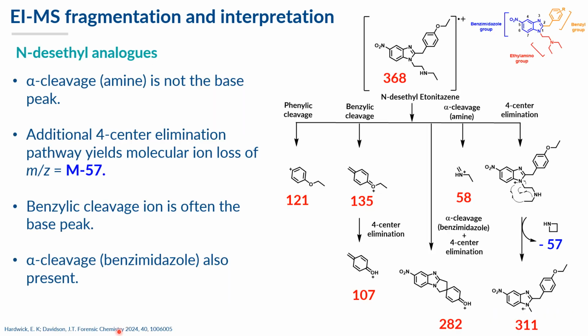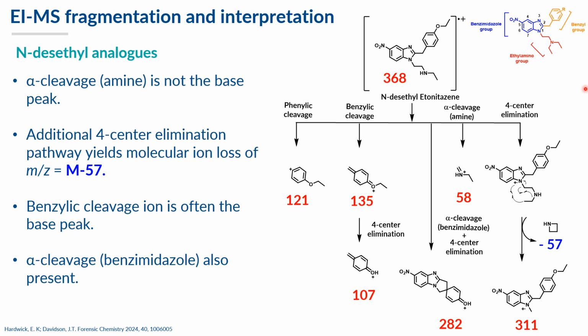The N-desethyl analogs fragment in much the same way, but with an additional caveat. Now, the biggest difference in this fragmentation pathway is the base peak. We would expect to see a base peak of 58 for the alpha cleavage, but that's not the base peak in these samples. Typically, the base peak is the benzylic cleavage intermediate, and that's the most abundant fragment.